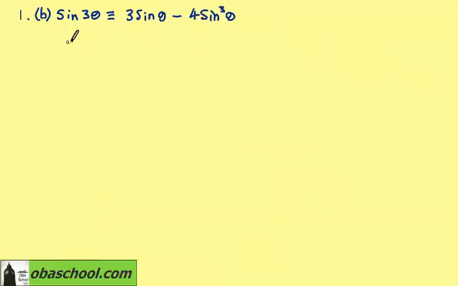So let's look at part B. We already know this identity. Sine 3 theta is identical to 3 sine theta, take away 4 sine cubed theta. And of course you could use this in part B, even if you couldn't prove it in part A. We're told that sine theta is equal to root 3 over 4, and we want the exact value for the sine of 3 theta.